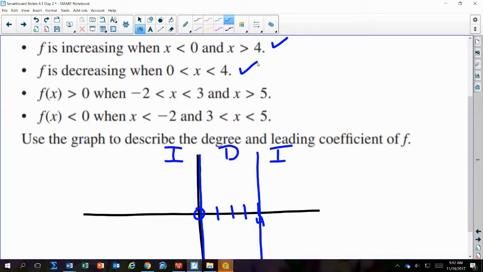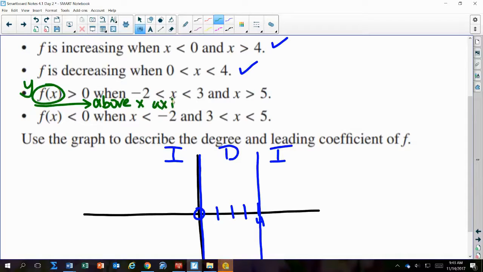All right. The next step says f of x is greater than 0 when x is between -2 and 3 and when x is greater than 5. What is another name for f of x? Y. So this is saying y is greater than 0. What does it mean if y is greater than 0? Would that mean that your graph is above the x-axis or below the x-axis? How many people think above? Yes. If y is bigger than 0, it would be up here, right? It would be above the x-axis.